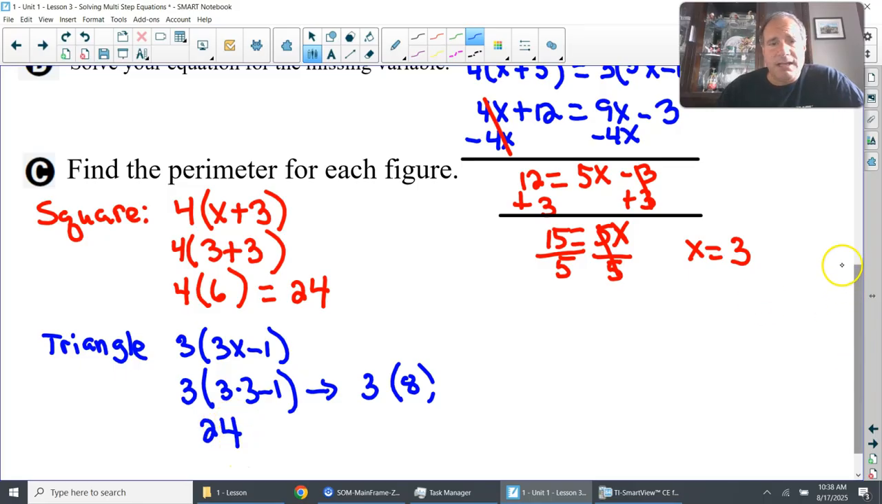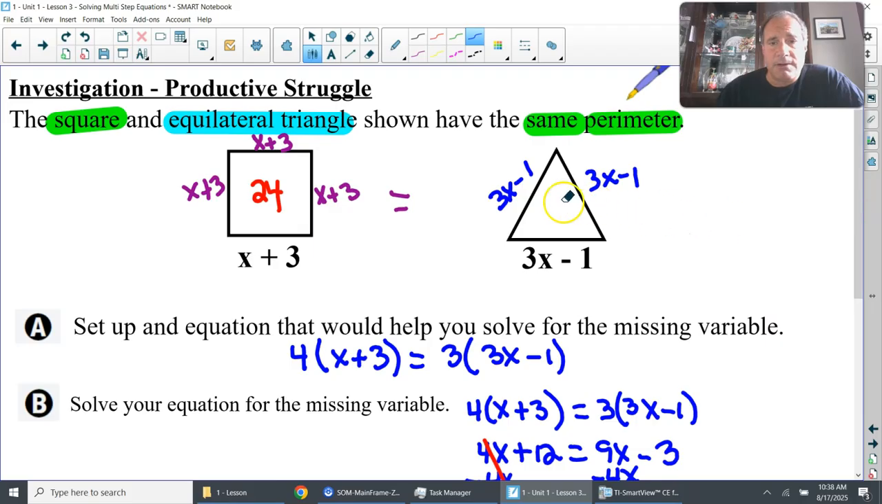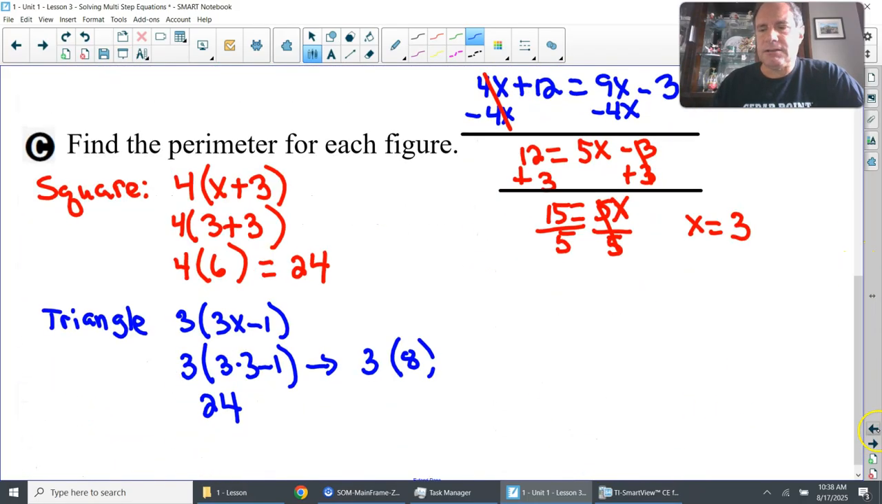So are they equal? Yes, they did say that they were equal. So that is kind of like a check. If they aren't equal, if you get the x and you substitute back in and it doesn't come out to be equal, guess what? You made a mistake. So that is the whole problem there.